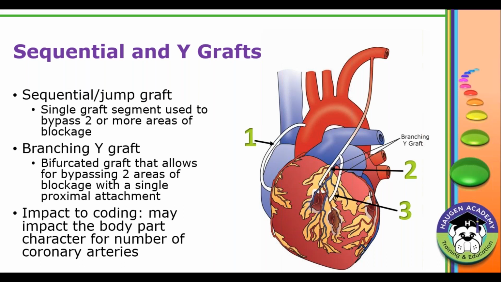So let's talk first about what a sequential or a jump, I call it a jump graft, is. I don't have a picture of a sequential graft. I have a picture of the branching Y graft. But a sequential jump graft is where they would take a single graft segment, usually the saphenous vein, because it's a nice long piece of grafting material, and they use it to bypass 2 or more areas of blockage. And what you would see is this saphenous vein graft coming over and maybe hitting the right coronary artery, and they would connect it in a side-to-side fashion.